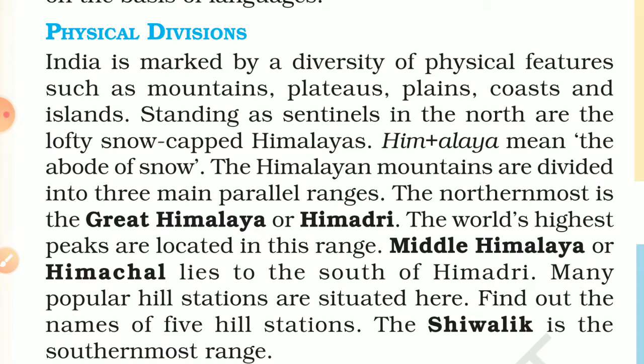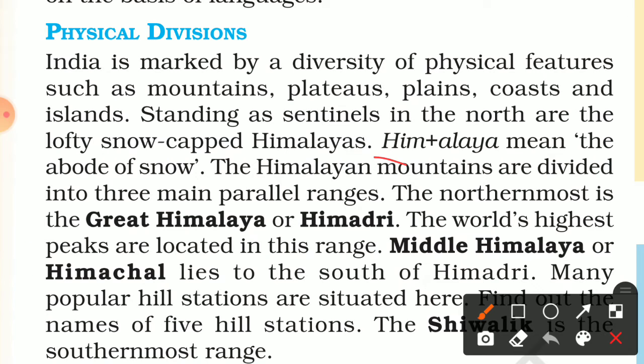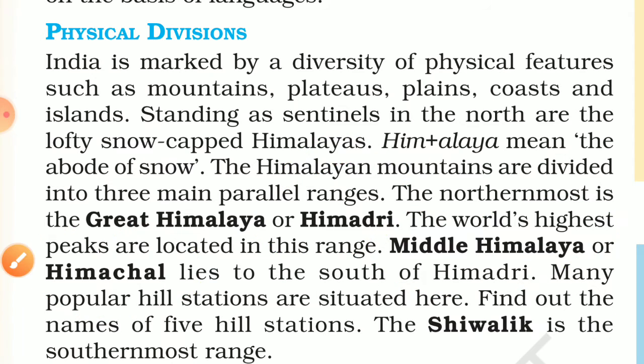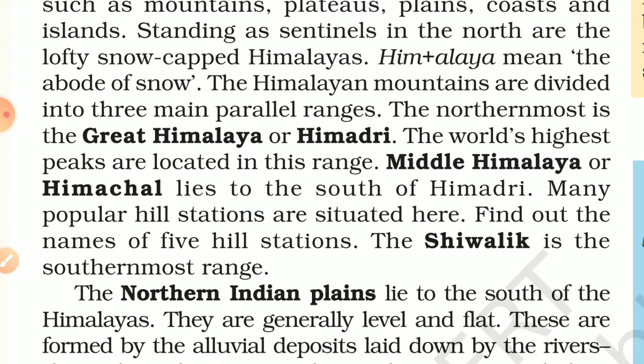Himalaya means abode of snow, and the Himalayan mountains are divided into three parallel ranges. At first is Great Himalayas, Himadri, that we call. It is important from the examination point of view. Second, Middle Himalayas, and third one, Himachal. The world's highest peaks are located in the Great Himalayas, and many popular hill stations are situated here.